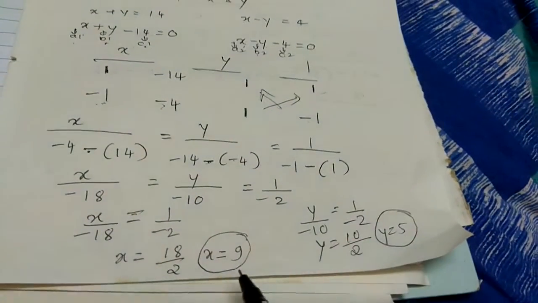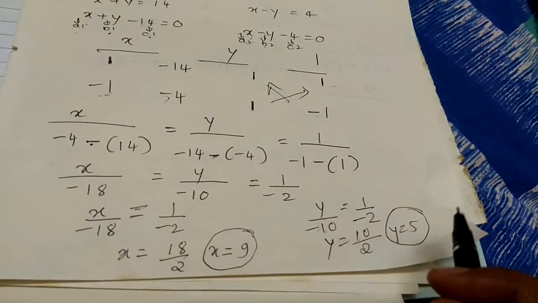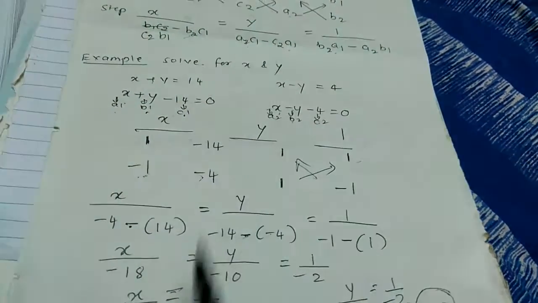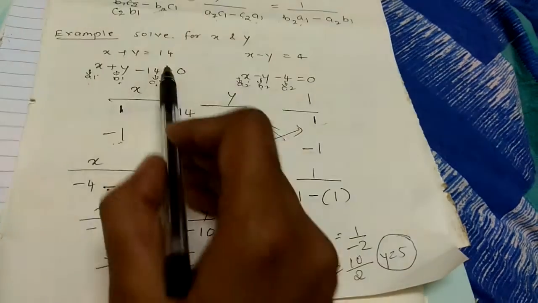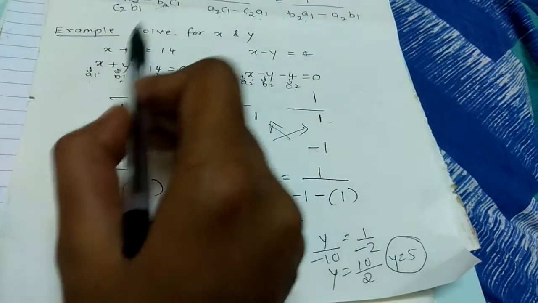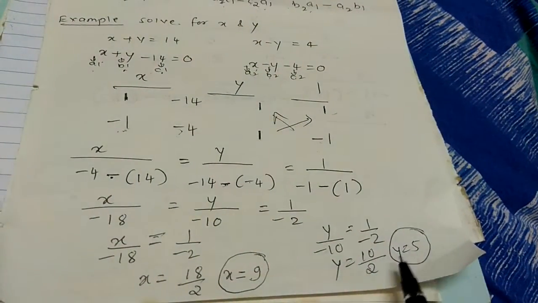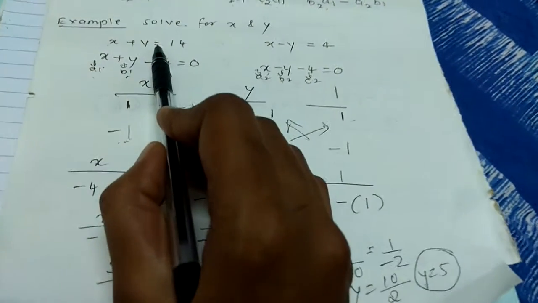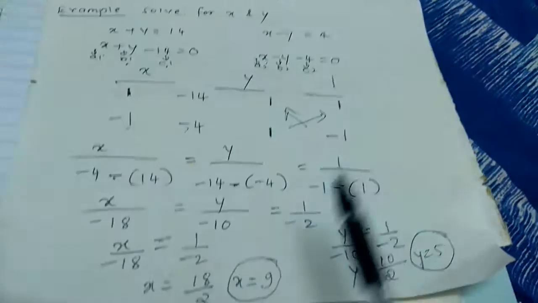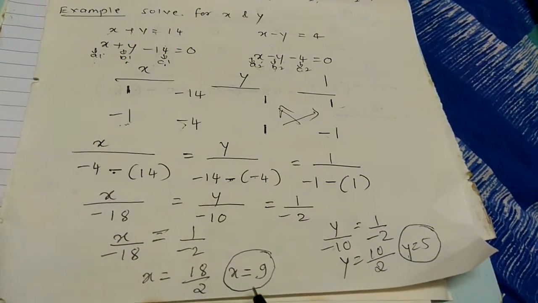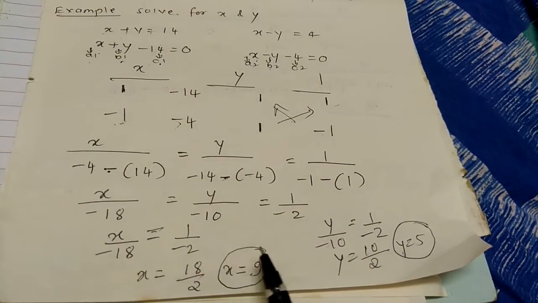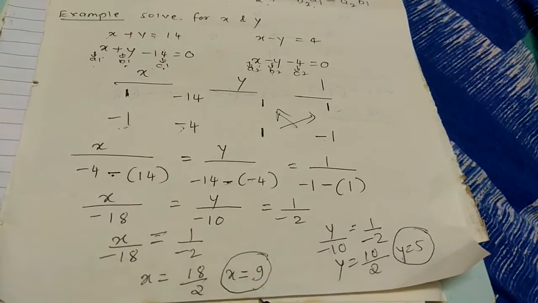You can verify the values of x and y by putting them in either of these equations. I would like to use equation 1 for verification of LHS and RHS. Here x is 9 and y is 5. 9 plus 5 is 14. So whatever values of x and y you have calculated are exactly the unique and true solution.